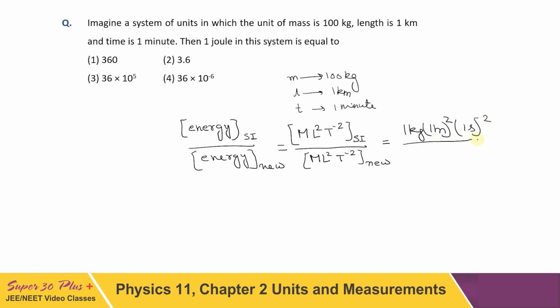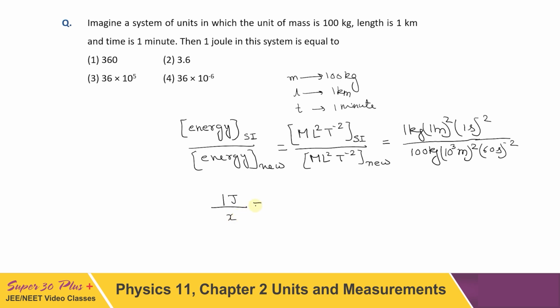Write the same for the new system. What is mass here? 100 kg. For length it is 1 kilometer. So if you write in meter, that would be 10 to the power 3 meter and square of this. For time also it's given 1 minute, that is 60 second and power is minus 2. Now energy in SI is given 1 joule. This value we have to calculate.